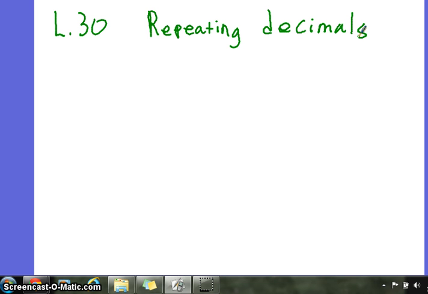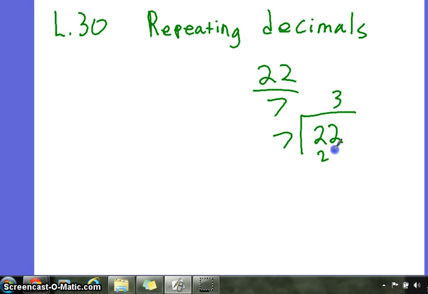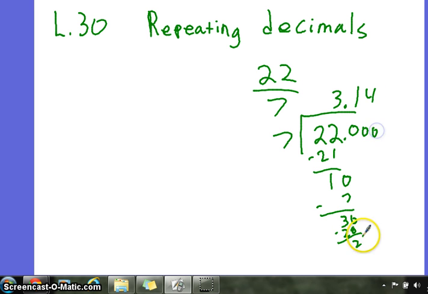So for example, 22 divided by 7. If we want decimal form, 7 goes into 22 how many times? 3 times. Now I want to add a decimal. 7 goes into 10 one time. 7 goes into 30 how many times? 4. 7 goes into 20 how many times? 2. 7 goes into 60 how many times? 8.